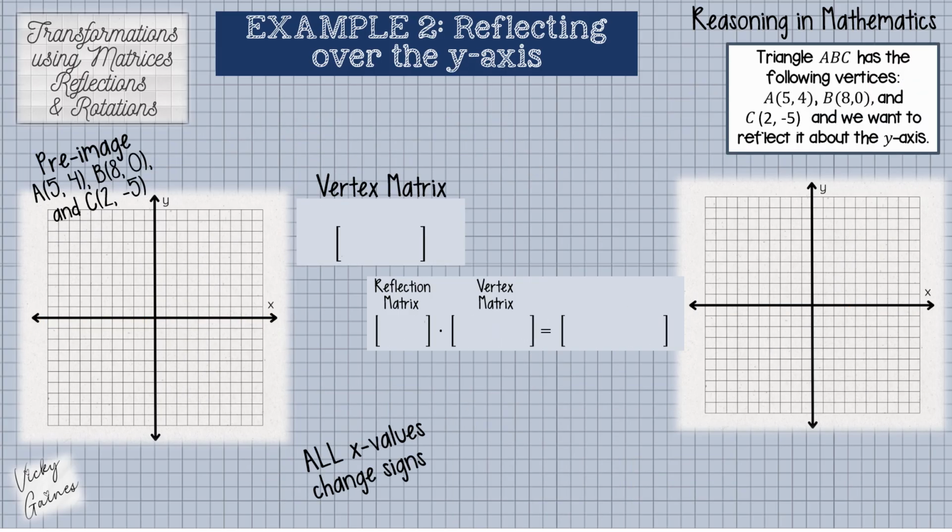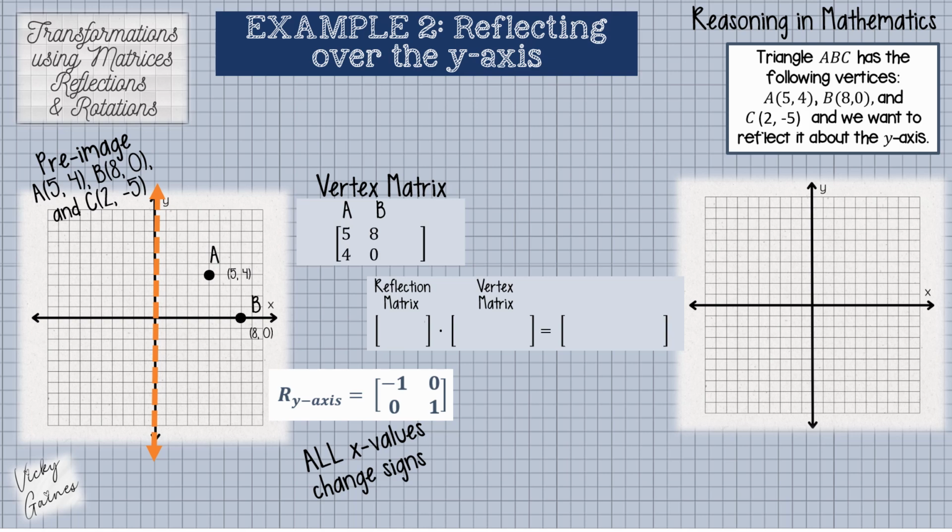Example 2, we're now reflecting over the y-axis, and there is our transformation matrix that is going to cause us to reflect over the y-axis. We are given point A is at 5, 4. We're going to plot it. Point B is at 8, 0. We're going to graph that one too. And C is at 2, -5. Graph that one, connect the points.